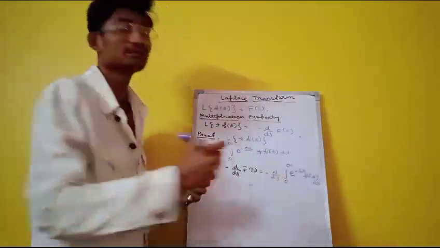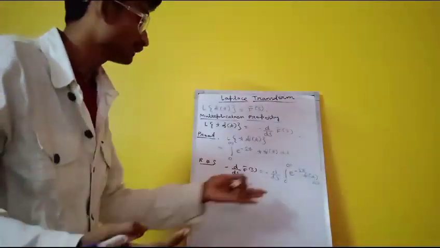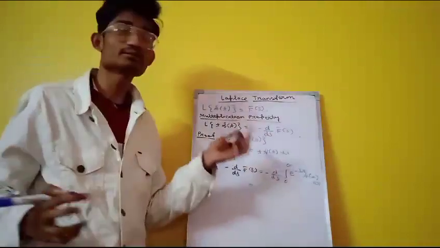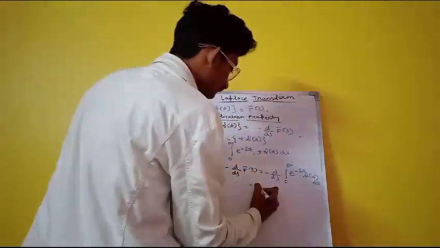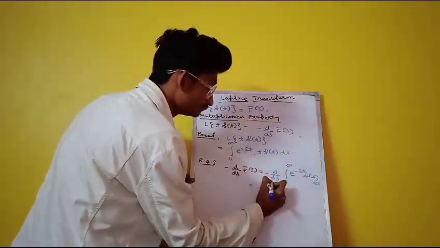So we are differentiating with respect to s. Consider t as constant, and just differentiate with respect to s, right? So minus, as it is, the integral from 0 to infinity.